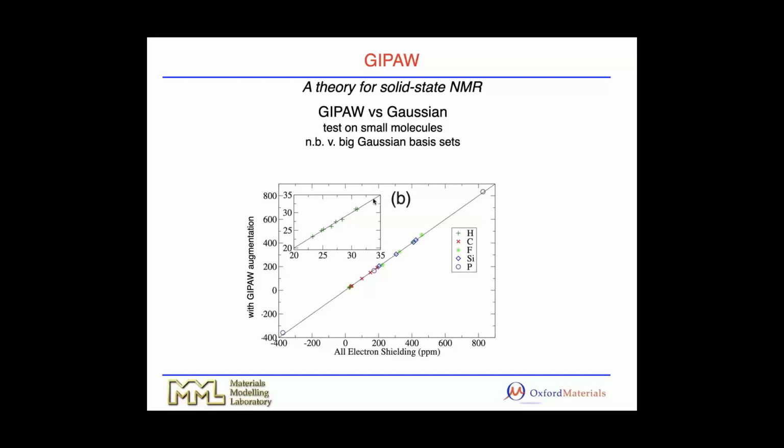Okay, so this is a comparison of the GIPAW method in CASTEP versus a quantum chemistry code for a range of different atoms, and you can see in some different isolated molecules, you get extremely good agreement. So if we want to be able to do molecules, we can do. The key difference with CASTEP here is that we're going to be able to calculate things truly in the solid state.